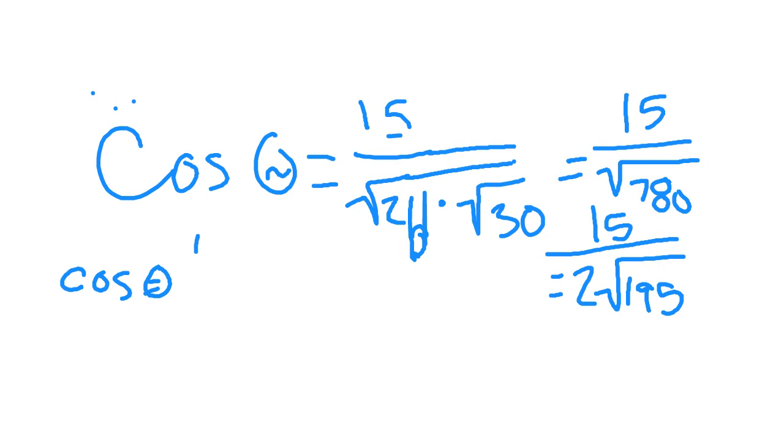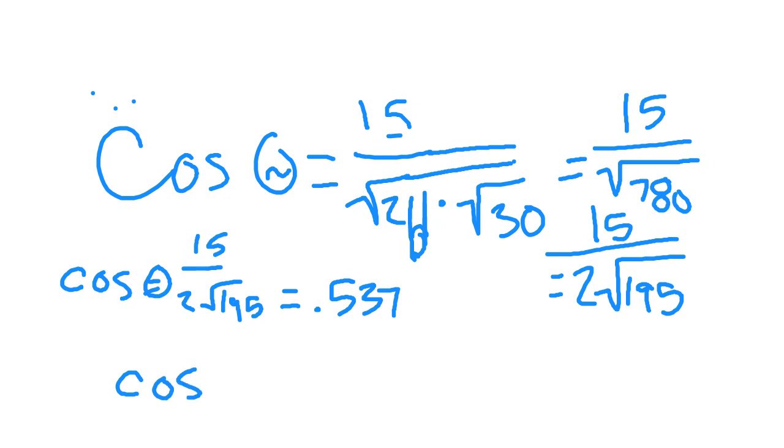And I'm in degree mode. So you've got to pay attention to what your calculator's saying. 0.537. So if I'm in degree mode and I take the inverse cosine, I get about 57.5 degrees. So theta, not cosine theta, theta, equals approximately 57.5 degrees.